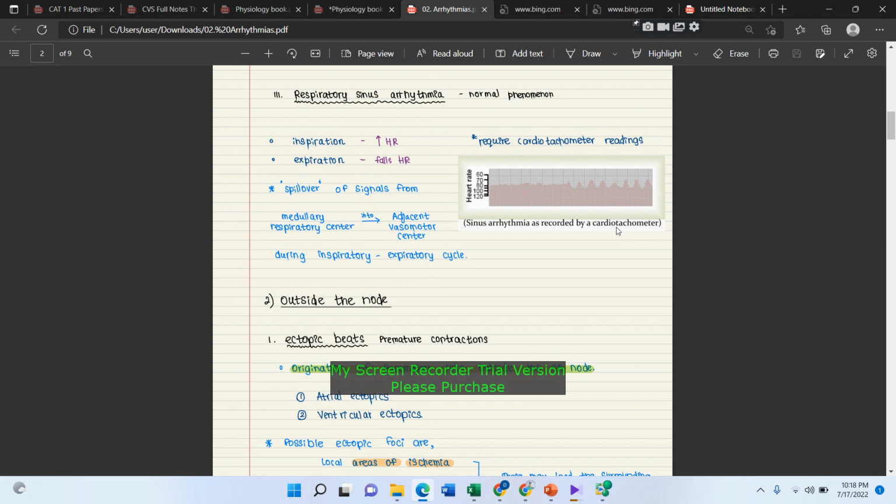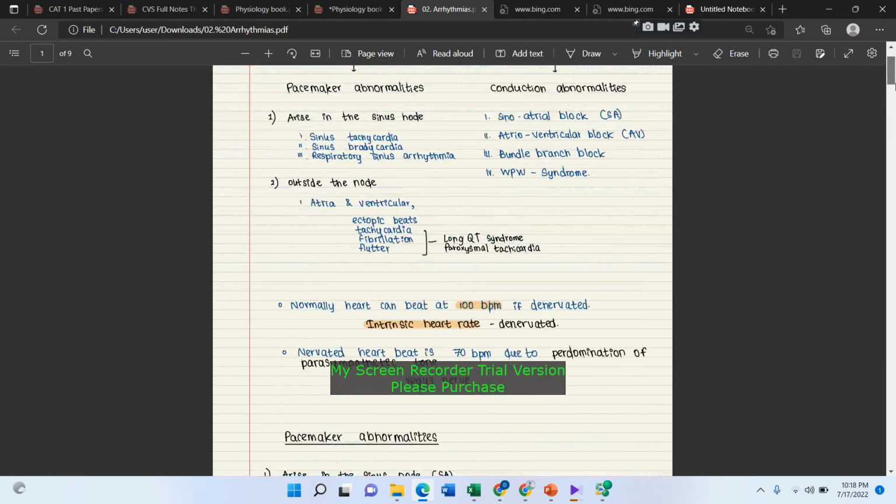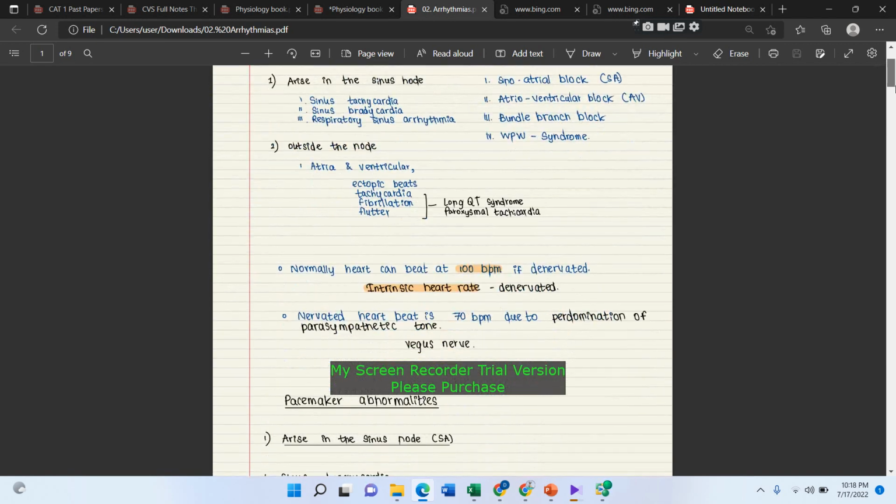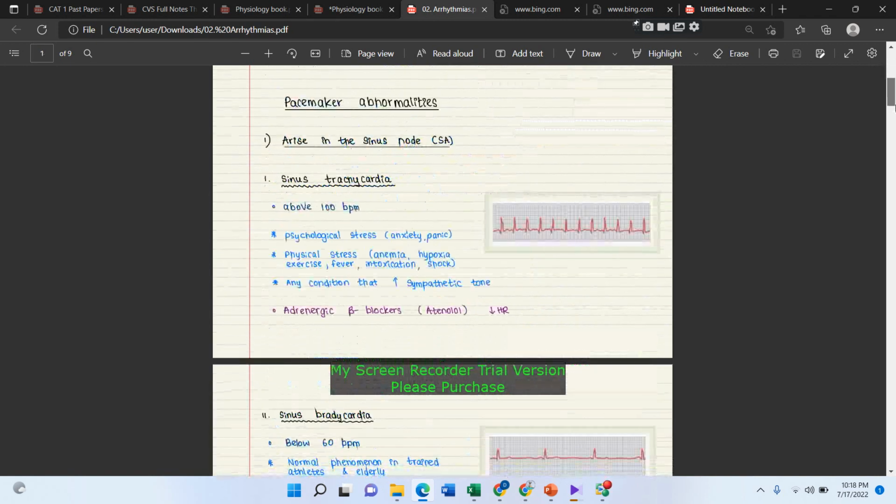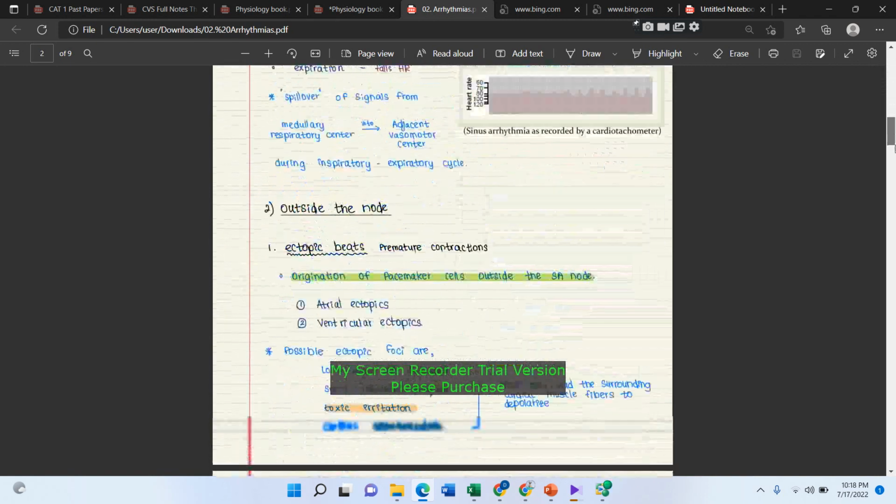Respiratory sinus arrhythmia is recorded by a cardiotachometer. It occurs due to a spillover of signals from the medullary respiratory center into the adjacent vasomotor center during the inspiratory cycle. So we discussed what sinus tachycardia, sinus bradycardia, and respiratory sinus arrhythmia are.